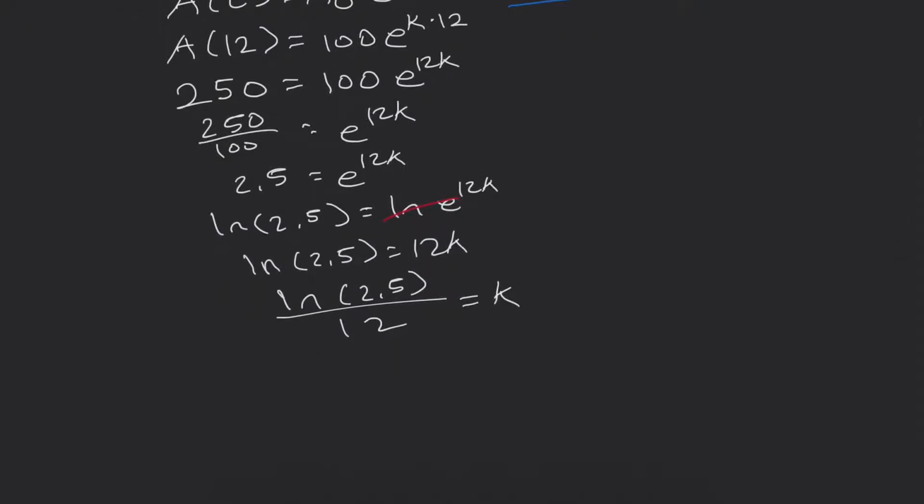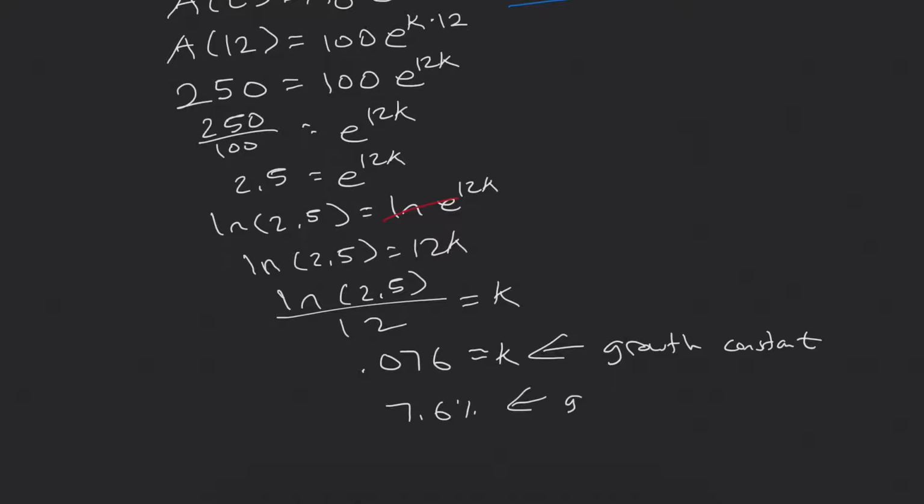Now here we're going to need a calculator for this word problem section. And I get approximately 0.076 for k. Now that is the growth constant. In terms of the growth rate, I need to change that into a percent. So this is the growth constant, and to get the growth rate, I'm going to make this 7.6%. That'll be my growth rate, which is what I was looking for on part A here.